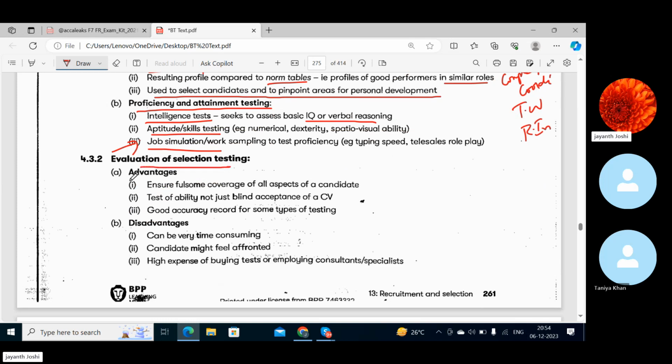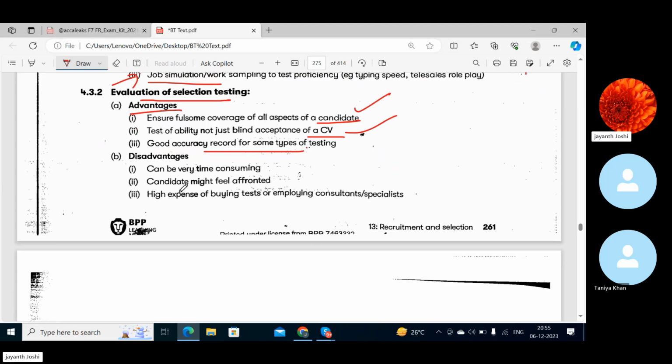Evaluation of selection testing. Advantages: ensures full coverage of all aspects of a candidate, tests ability, not just blind acceptance of a CV. So you are testing a person but not blindly accepting them. Good accuracy record for some types of testing. Disadvantages: can be very time consuming. Candidate might feel affronted. That means, why are they testing so much? Do I have some deficiency? Some people will take it as an insult also.